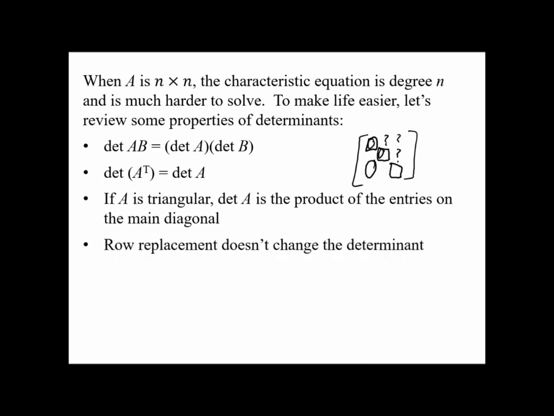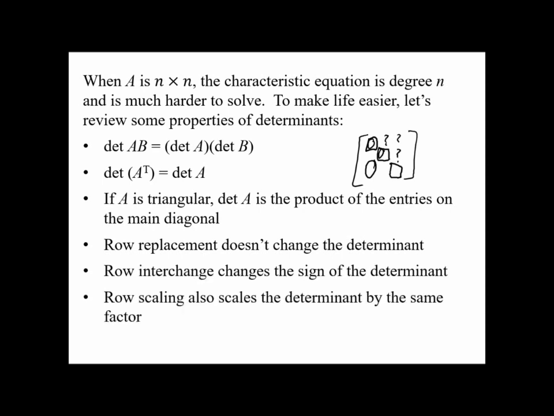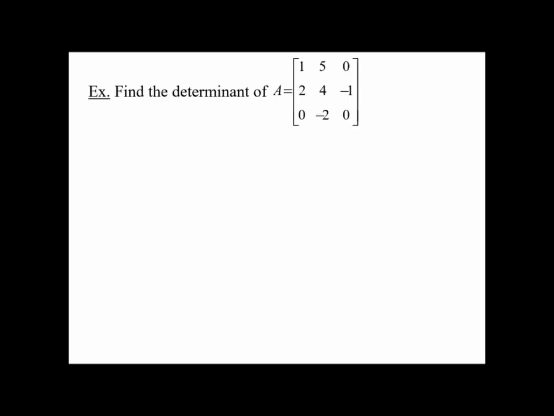Row replacement doesn't change the determinant. We just talked about that. Interchanging changes the sign, and scaling also scales the determinant by the same factor. So we've discussed all that. So just to remind us, let's find the determinant of this matrix. And again, let's do it by first taking this matrix and reducing it.